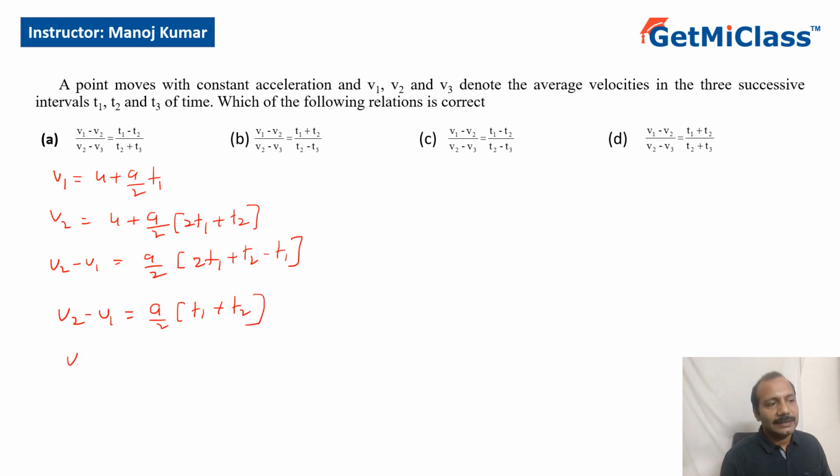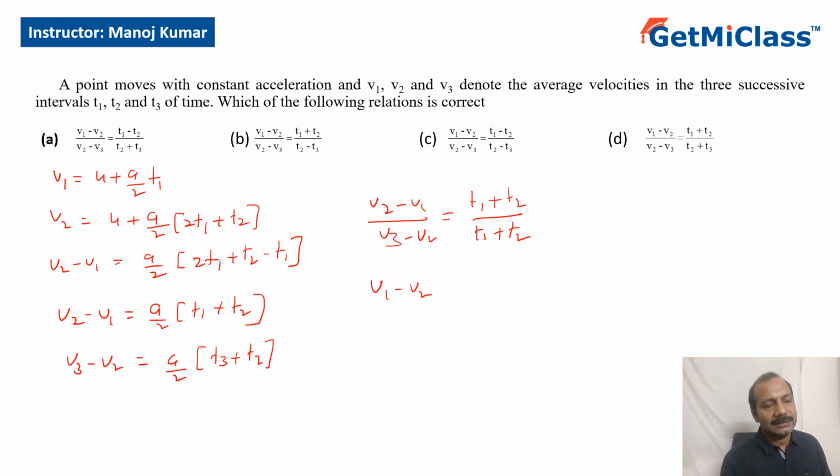Similarly, I'll get V3 minus V2 equal to A by 2 into T3 plus T2, right? So dividing these equations, what will we get? We'll get V2 minus V1 by V3 minus V2 equal to T1 plus T2 by T3 plus T2. So take out the negative sign, and I'll be left with V1 minus V2 by V3 minus V2 equal to T1 plus T2 by T3 plus T2. So the right answer is D. Hope you could follow this, and thank you very much.